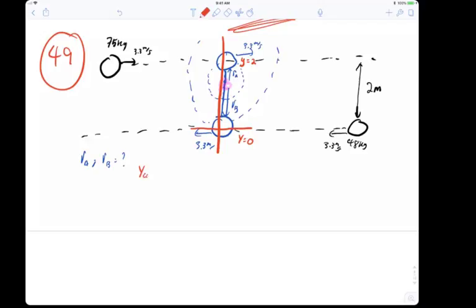The value of the COM is equal to the mass average of all these positions. So it's going to be the mass of the bottom, 48, times its position, plus the mass of the top, 75, times its position, 2, divided by the total mass. That's equal to 1.22 meters. So this bottom radius is 1.22 meters long, and this top radius here is 0.78 meters.